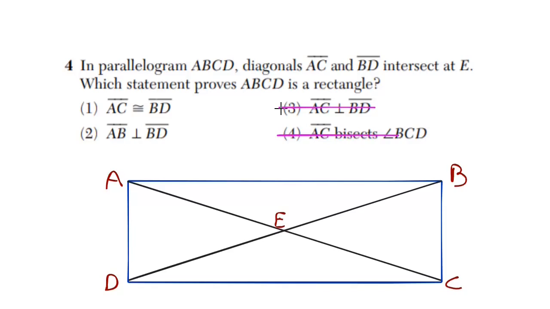And then if you look at 2, AB, this one's weird. AB being perpendicular to BD, that makes no sense. There's no way that these guys would ever be perpendicular. It just wouldn't work out. It would be like a non-existent shape, which I don't know if that makes any sense, but that definitely couldn't be that.